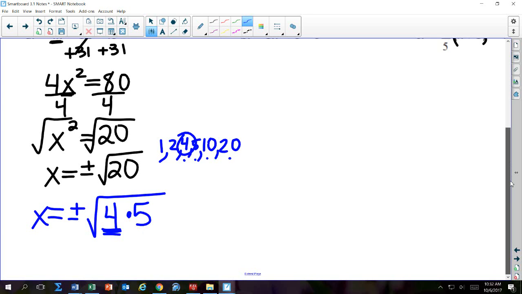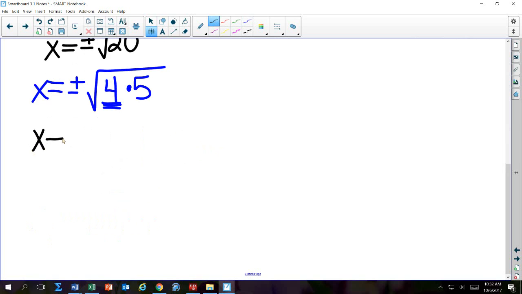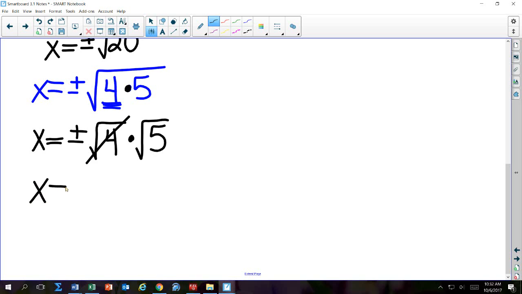Now that I have an equivalent expression, I can go ahead and continue simplifying this. X equals plus or minus. Because I have multiplication here, I can break this into radical 4 times radical 5. And which radical simplifies? The radical 4 or the radical 5? Radical 4, right? That's the whole reason why we chose a perfect square, so that I could simplify that portion. Okay, so we get plus or minus 2 radical 5.